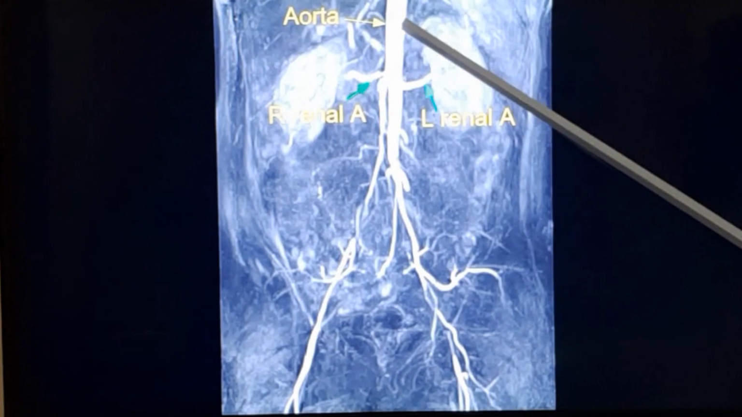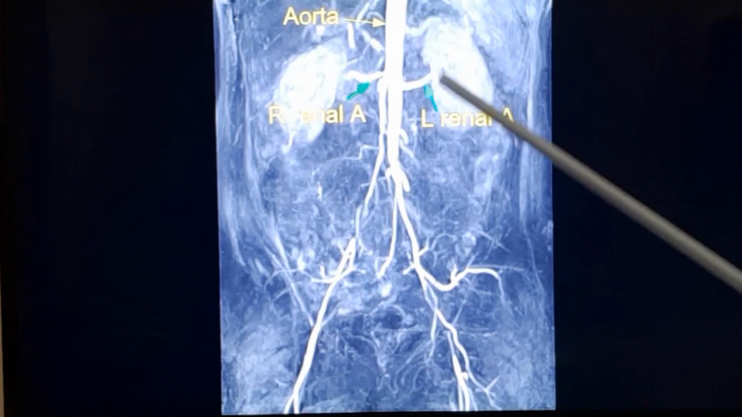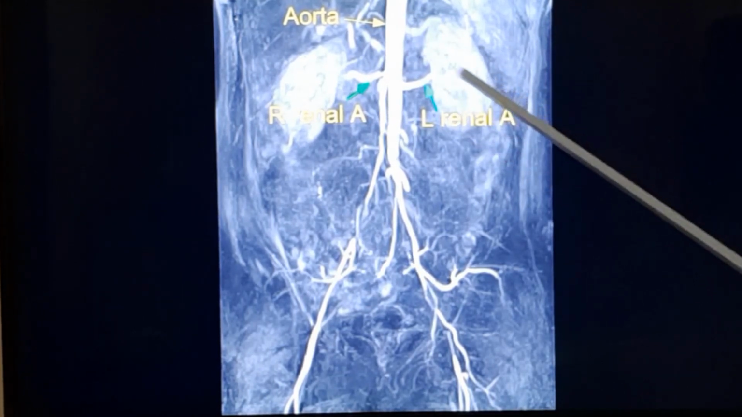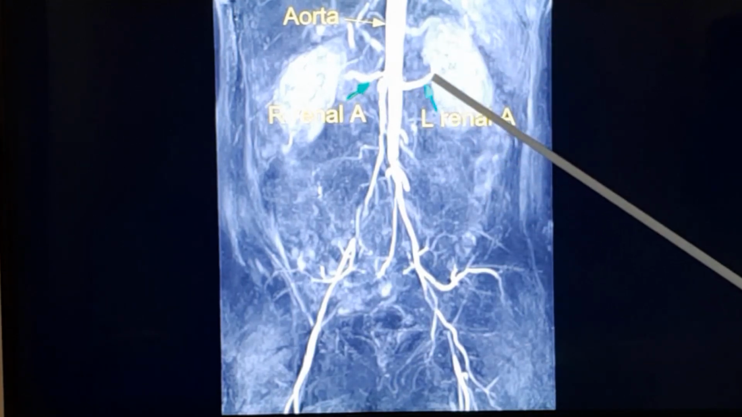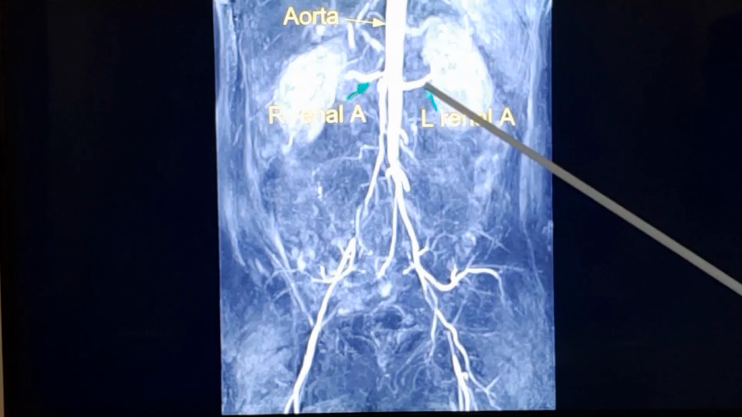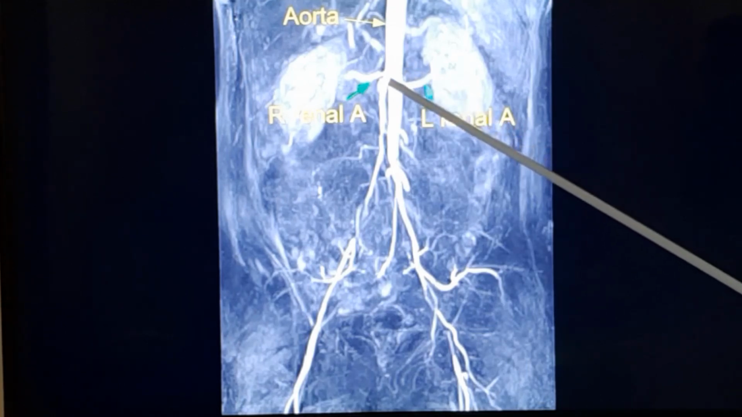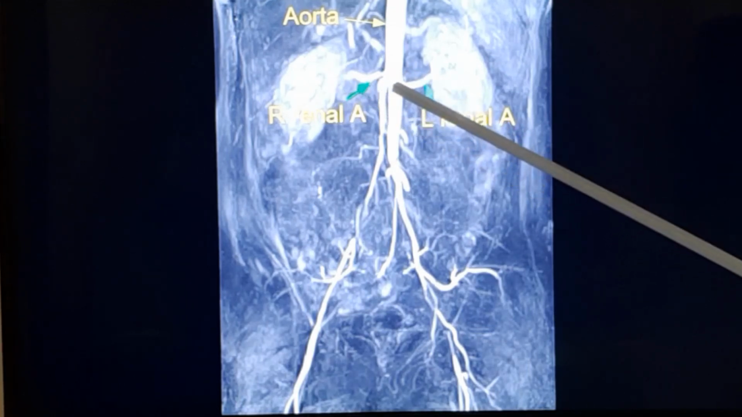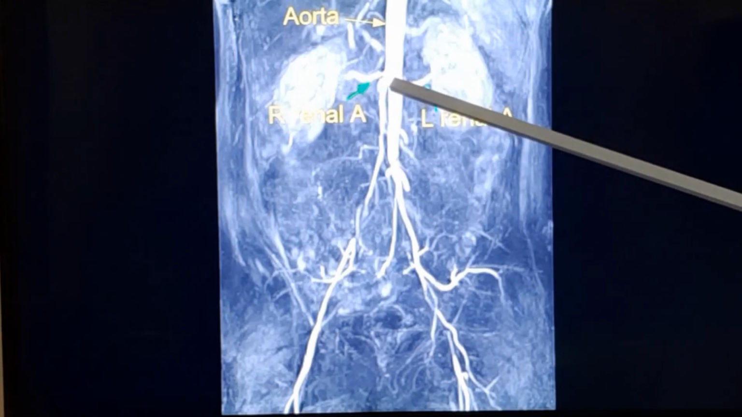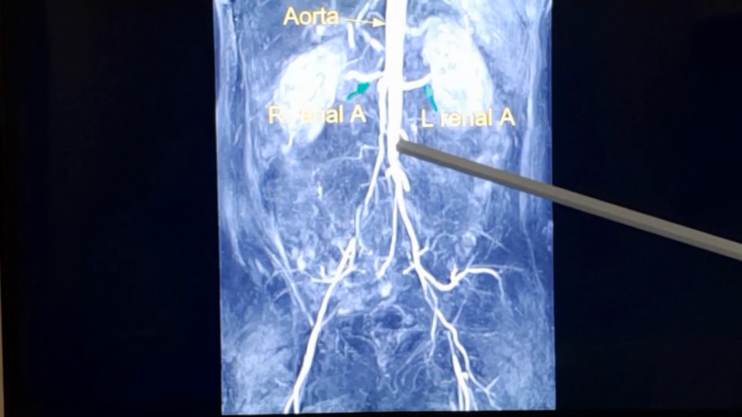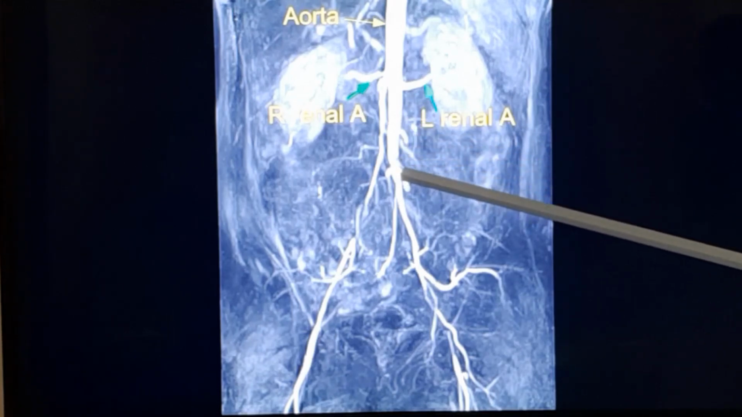Descending thoracic aorta is apparently normal. These are the renal shadows. You can see the left renal artery, the proximal portion is almost normal. You can see the right renal artery here. There is narrowing of the origin of the right renal artery. As you go down, the aorta is having severe disease.